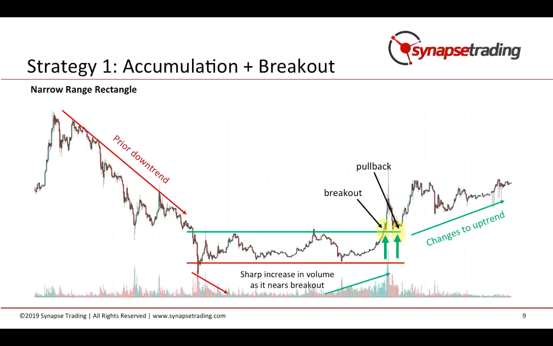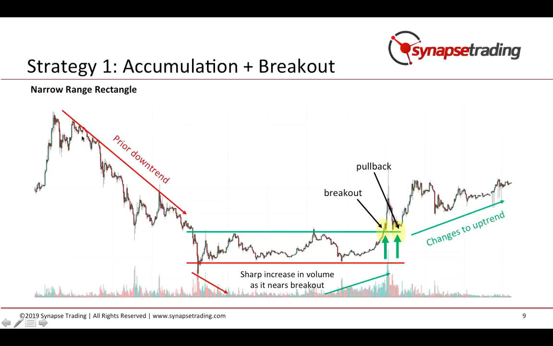Okay, so strategy 1, accumulation and breakout. This strategy is actually more of a reversal. Remember earlier on I mentioned that the rectangle can be both a continuation and a reversal. So this example shows how the rectangle can be a reversal pattern. Usually what happens, and you'll see quite commonly, is that it will start off with a prior trend.